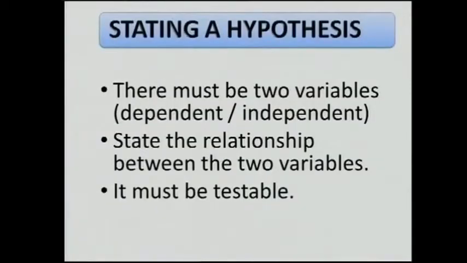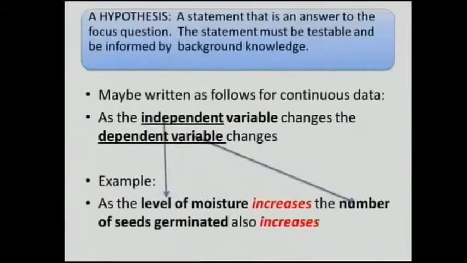Then after the question, it's about stating a hypothesis. Remember that a hypothesis always has to include the two variables, the dependent and independent variables, and it also has to give the relationship that occurs between these two variables. And of course, when you have a hypothesis, can you design an investigation? Is it testable?